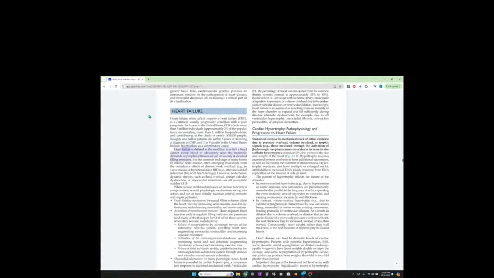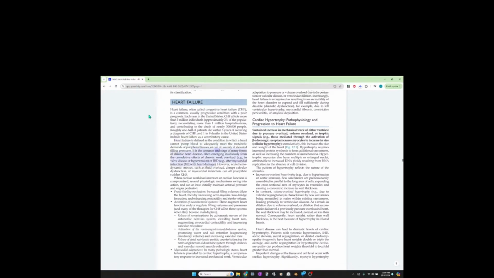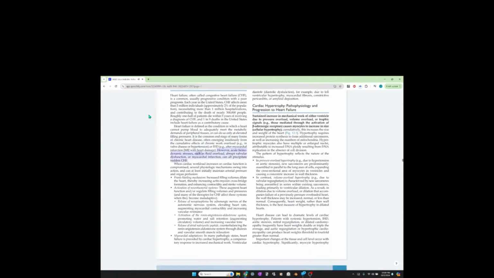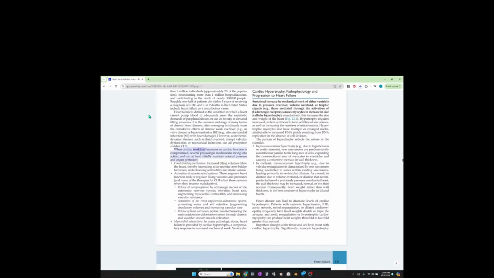Heart failure is defined as the condition in which a heart cannot pump blood to adequately meet the metabolic demands of peripheral tissues, or can do so only at elevated filling pressures. It is the common end stage of many forms of chronic heart disease, often emerging insidiously from the cumulative effects of chronic work overload or IHD. However, acute hemodynamic stresses, such as fluid overload, abrupt valvular dysfunction, or myocardial infarction, can all precipitate sudden CHF. When cardiac workload increases or cardiac function is compromised, several physiologic mechanisms swing into action and can at least initially maintain arterial pressure and organ perfusion.